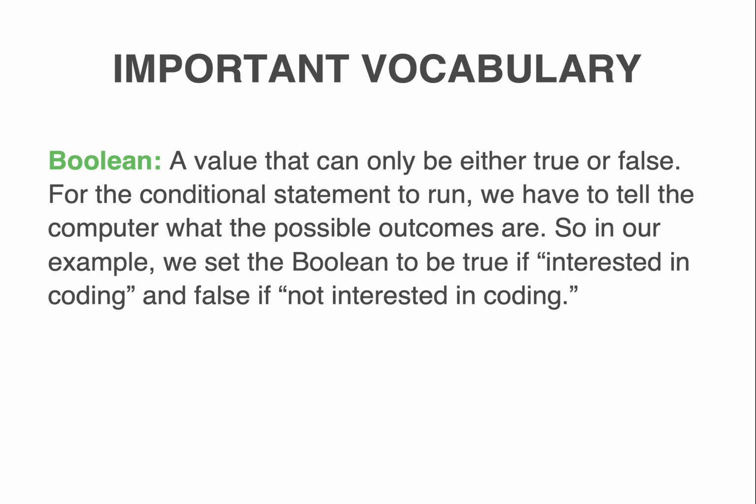One important vocabulary word you may also know from Python is Boolean. What is a Boolean? A Boolean is a value that gives you only either true or false. For the conditional statement to run, we have to tell the computer what the possible outcomes are. So in our example, we set the Boolean to be true if interested in coding and false if not interested in coding. Inside the if block, we check whether the answer is true or false. Let's see some examples.